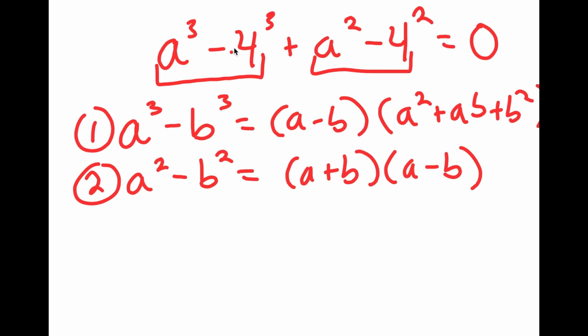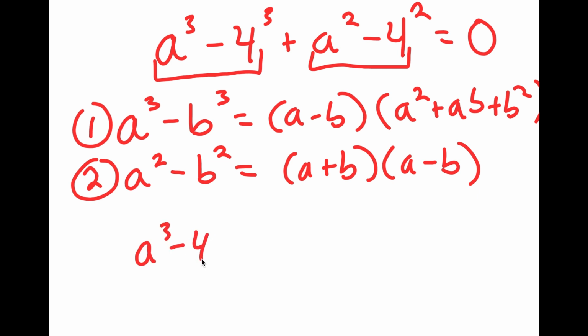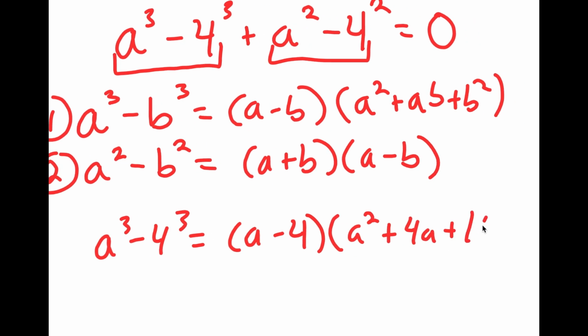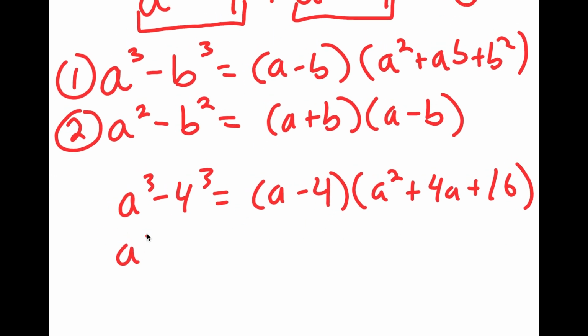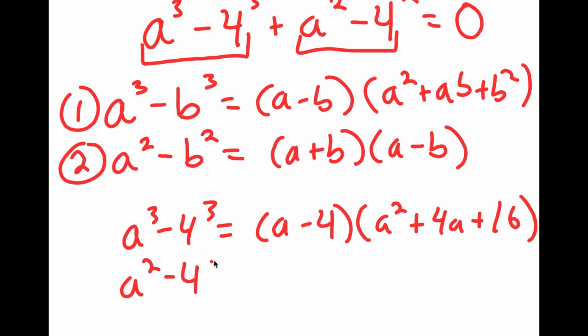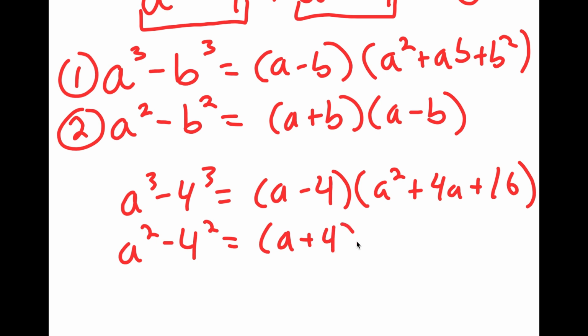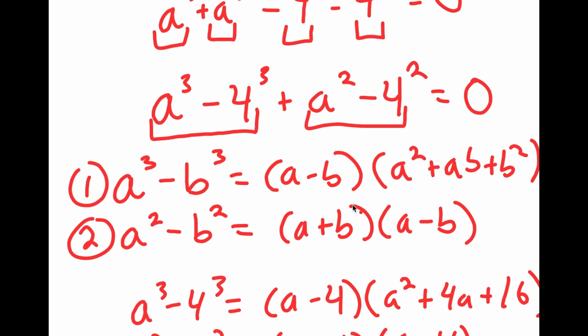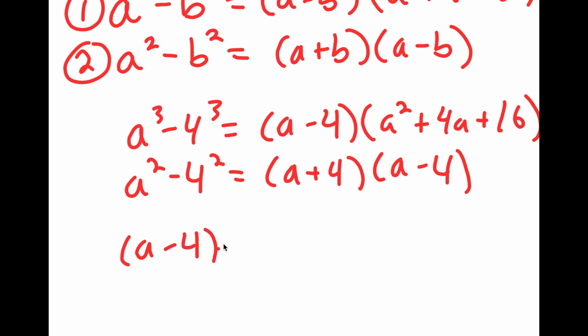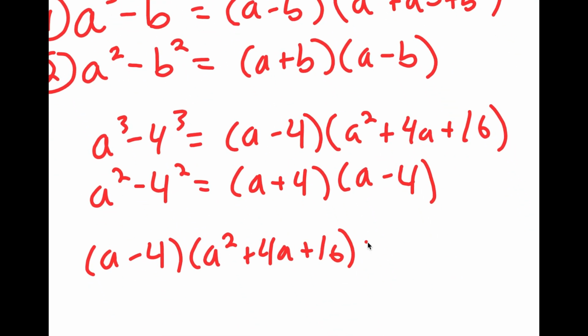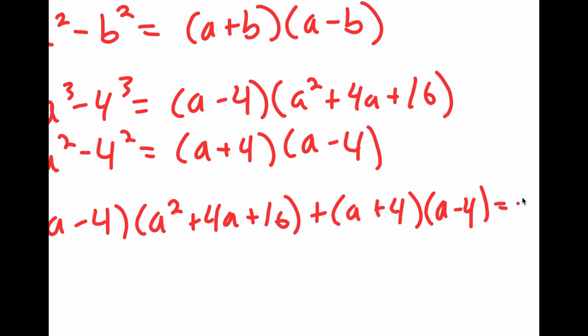So a to the power of 3 minus 4 to the power of 3 is going to equal a minus 4 times a squared plus 4a plus 4 squared, which is 16. And a squared minus 4 squared is going to equal a plus 4 times a minus 4. So I get a minus 4 times a squared plus 4a plus 16, plus a plus 4 times a minus 4, and this is equal to 0.